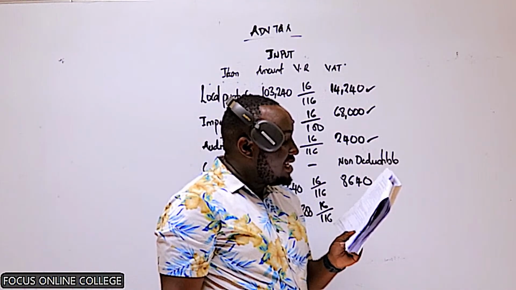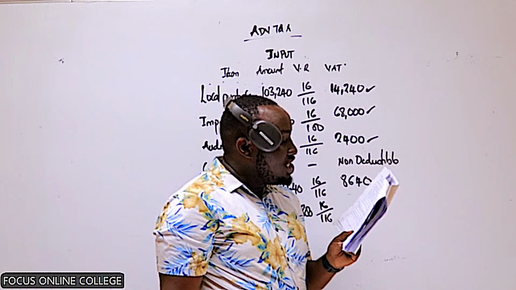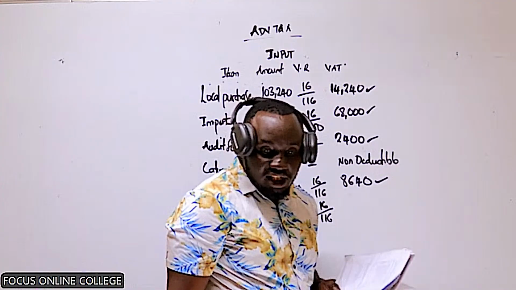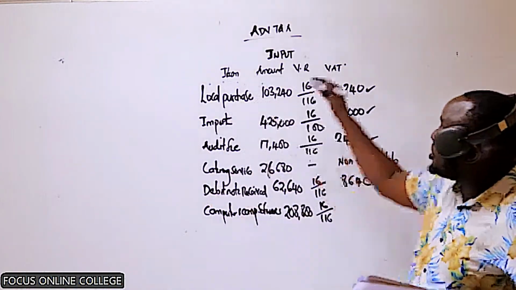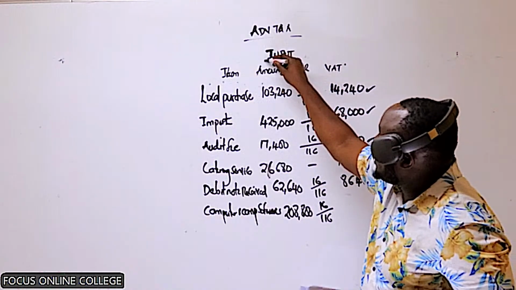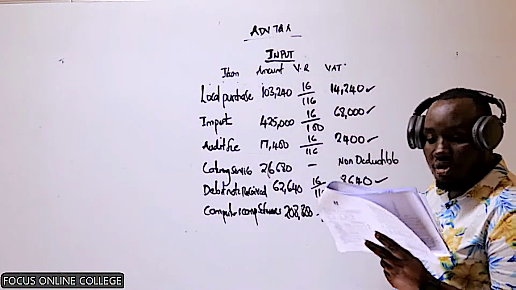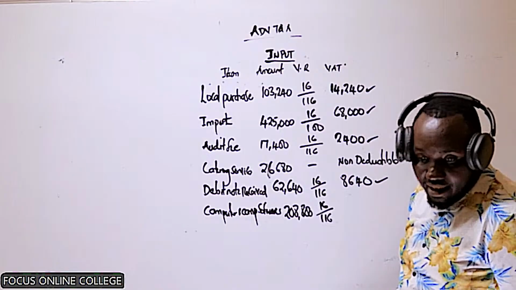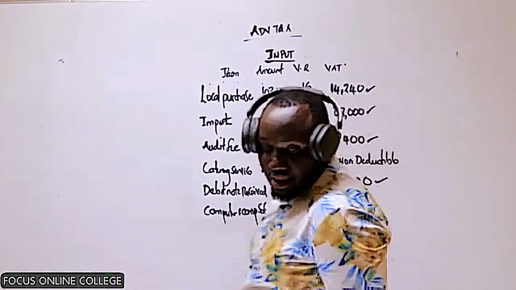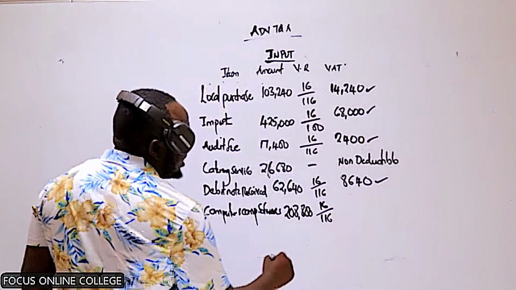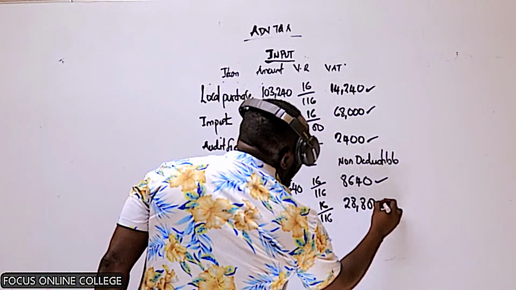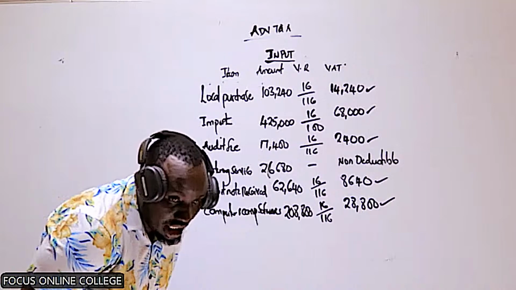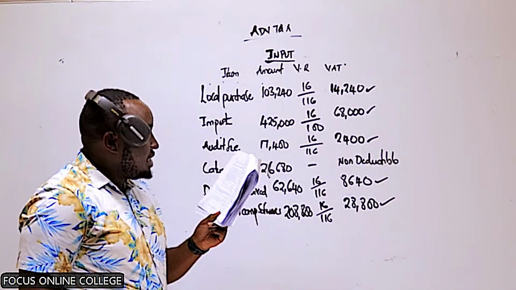I'm going back there. The 14th is output, I'm on input. Input is purchases and expense. The 14th should be on sales. So we have 28,800. Together, 28,800. So then we proceed to the next.